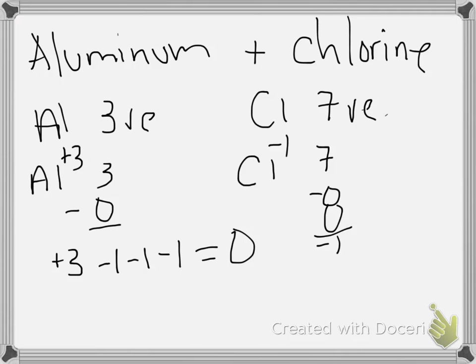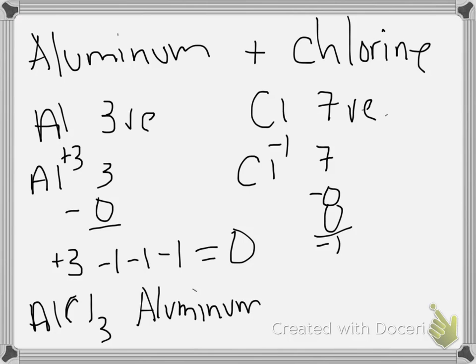So the last part here is we have to do our formula. And I've got 1 plus 3, so that's 1 aluminum. And then I've got 3 minus 1, so that is 3 chlorine. So it's AlCl3. Now naming it, we've got aluminum. And then I'm going to change the ending on chlorine to an IDE, so it's going to become chloride. We're going to do more with that here in a second.